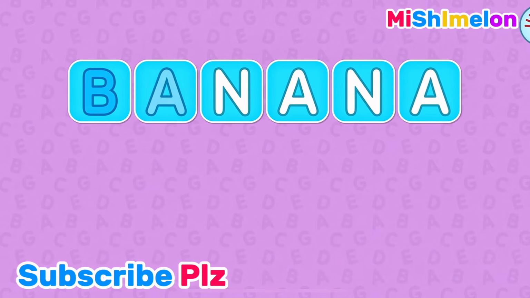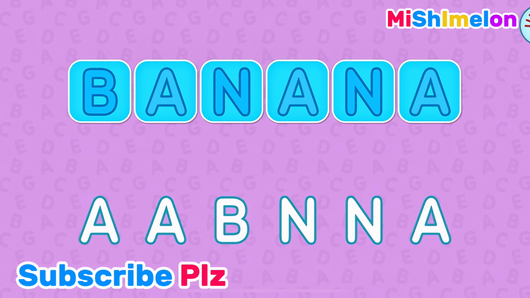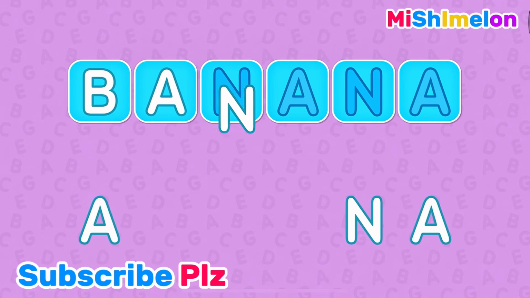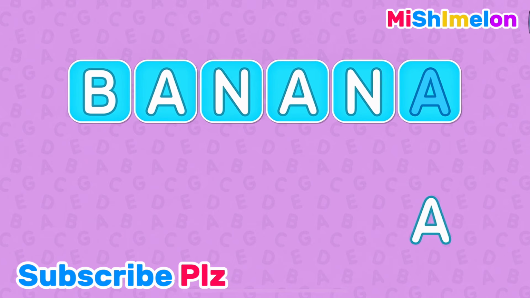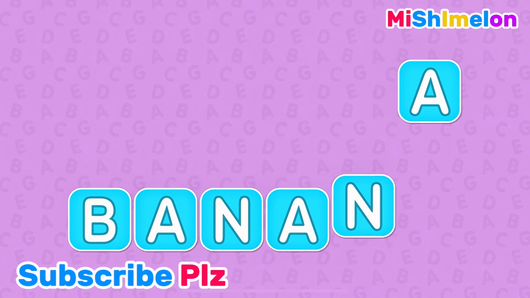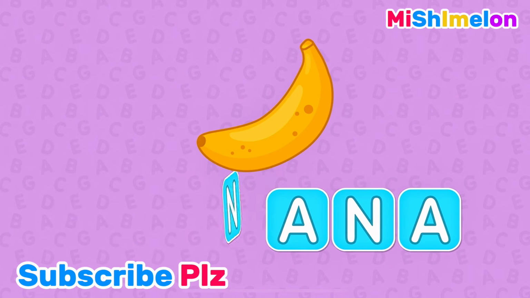Next level. Let's complete the whole word. Move each letter to the right spot. B, A, N, N, A, N, A, N, A. Banana. So yellow and delicious.